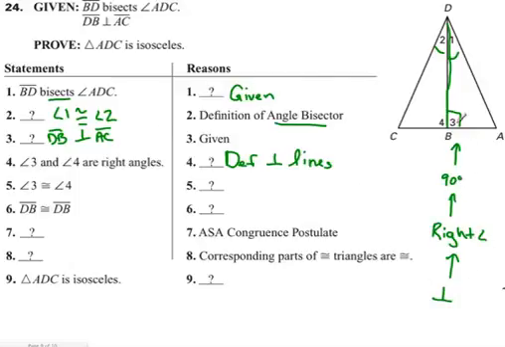The reason you could say that 3 and 4 are congruent is because they're a linear pair and they're right next to each other. That's summed up in the right angles congruence theorem, which says that if you have two right angles next to each other, if one's 90, the other one's going to be 90, and they're also going to be congruent. We can also say that DB is congruent to itself by the reflexive property of congruence.